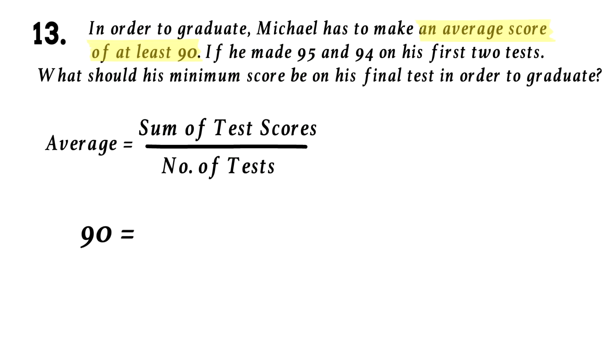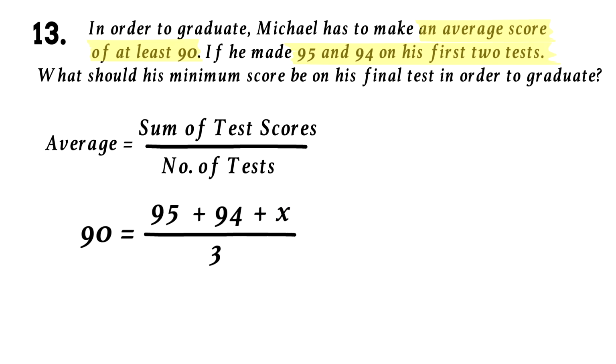Now we also know the number of tests he is taking. He's taken 2, and there's 1 more left. So he's taken a total of 3 tests. So we can put it here. We know what goes at the top is the sum of the tests. 2 of them have been given. We have 95 as the first score plus 94 as the second score. We don't know the third score, so we will represent it by x and solve for x. Please learn this setup.